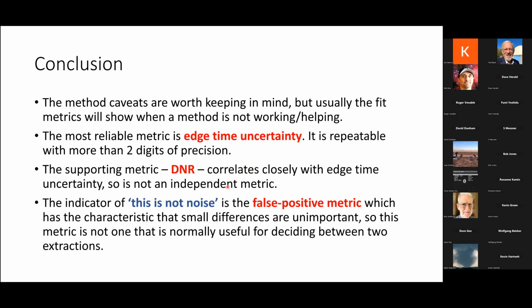So it's not really an independent metric. It's somehow kind of locked up in this, and this. Yeah, they tend to track. And finally, the indicator that this is not noise is that false positive metric, which has the characteristic that small differences are unimportant. So this metric is not one that is normally useful for deciding between two extractions.